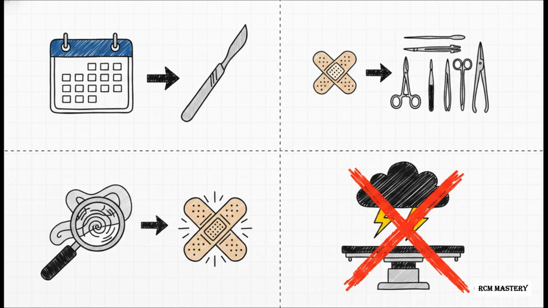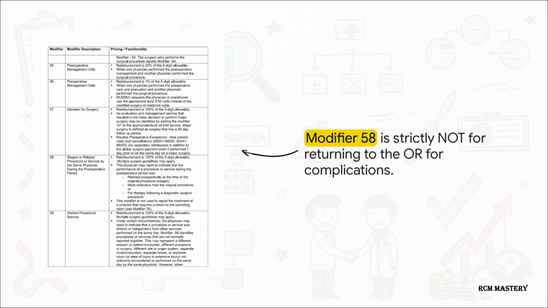But please, pay close attention to this last point. You absolutely cannot use modifier 58 if the patient has to go back to the operating room because of a complication. Just don't do it. You can actually see the official warning right here in the coding manual. It explicitly says, modifier 58 is not for reporting the treatment of a problem that requires a return to the operating room. If you try to use it for a complication, it's going to trigger an immediate and frankly justified denial.